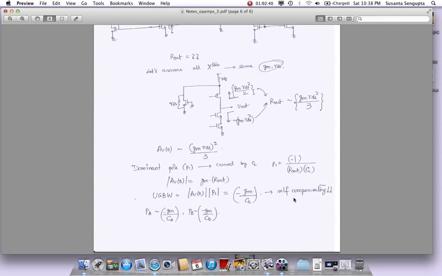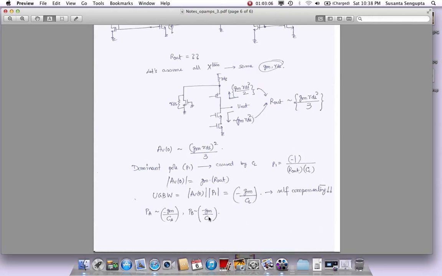And this is where I have a note called self-compensating, because this op-amp with enough amount of CL, enough amount of load capacitance, is going to compensate itself. You do not need another CC type compensation capacitor to compensate it. That's why these folded cascode op-amps are also called self-compensating op-amps. Its own load helps to compensate itself and helps create the dominant pole.